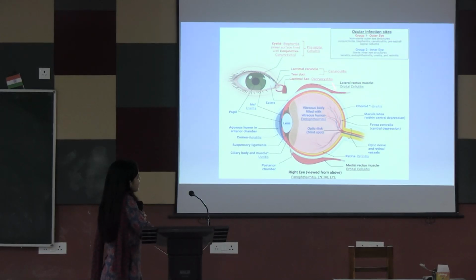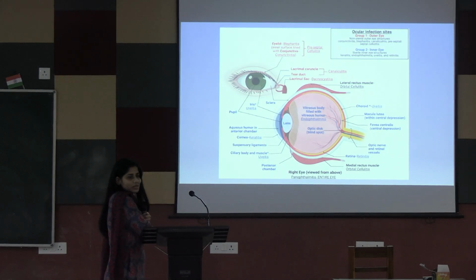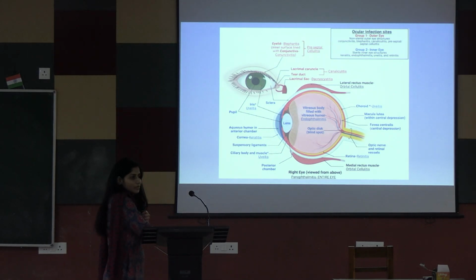Human eye as seen from above. In this diagram you can see all the parts of the eye, and beside it what kind of inflammation is caused, like how you name that inflammation. For example, the cornea, which receives the light: the inflammation in the cornea is known as keratitis.